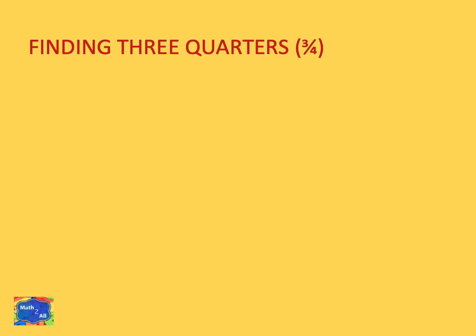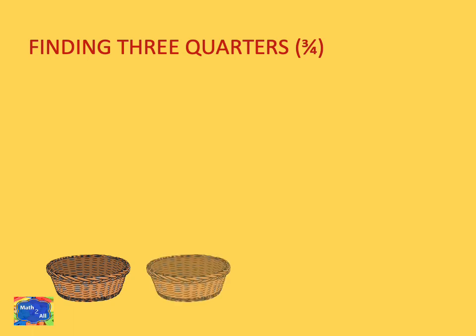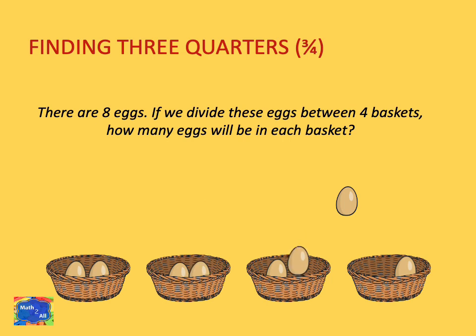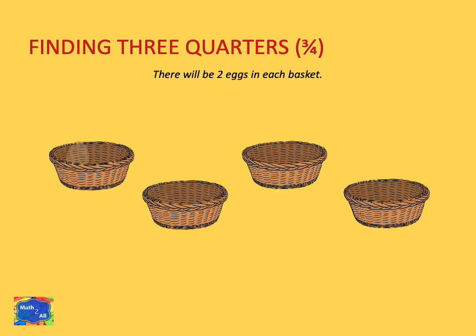You know how to find 1/4. So now let's look at finding 3/4. There are 8 eggs. If we divide these eggs between 4 baskets, how many eggs will be in each basket? So 8 divided by 4 equals 2. There will be 2 eggs in each basket.